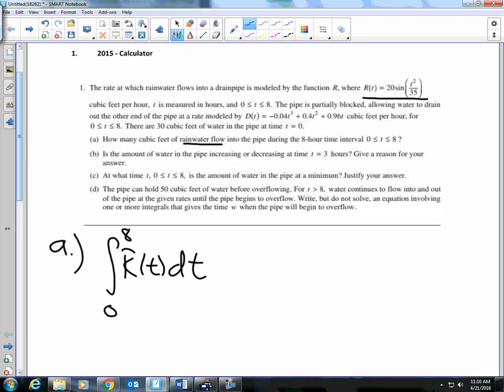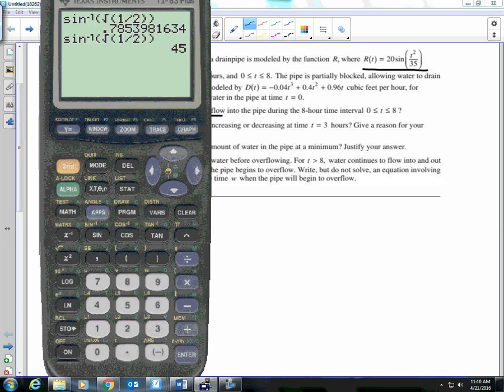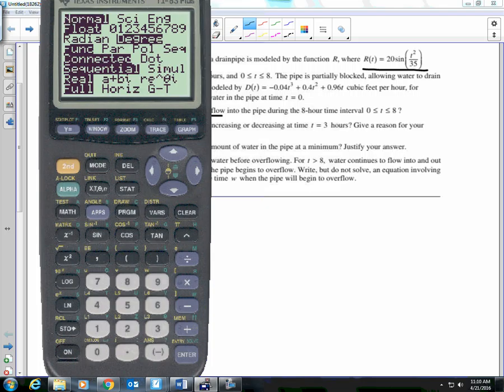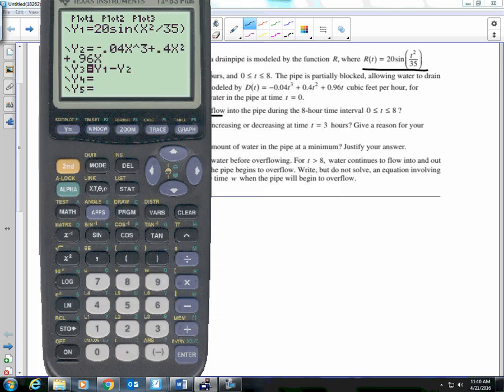Can I use my calculator on this one? Yes, so take it out and use it. When you turn your calculator on and you're using sine, you need to make sure what mode you're working in: radians. Going to y equals, we type in the function. I have the function already typed in. We press enter on that and take the other one off.